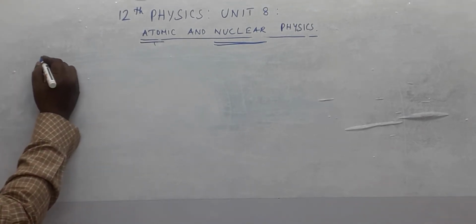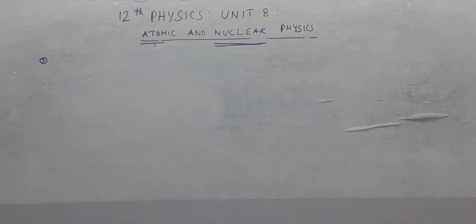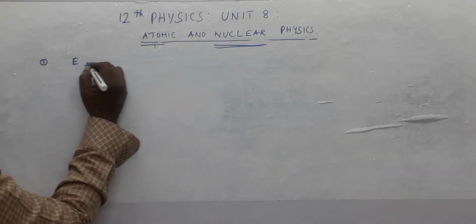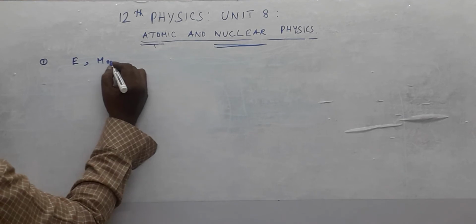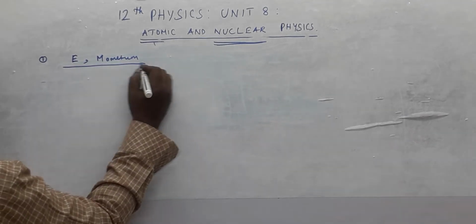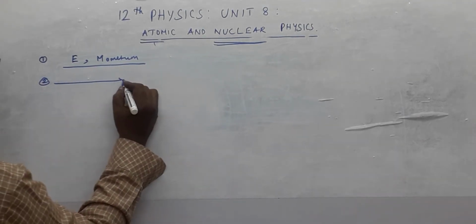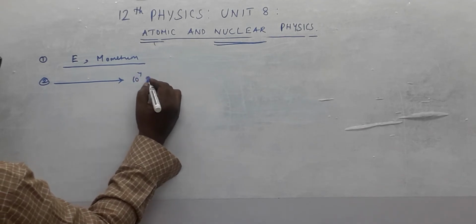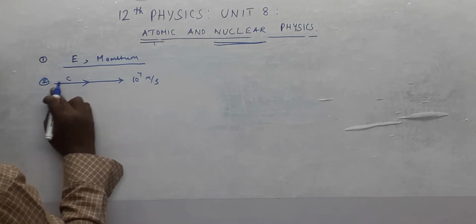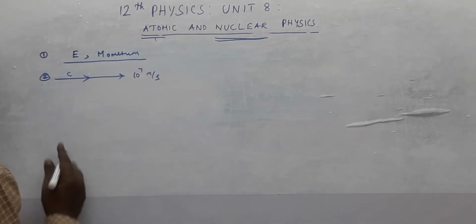The first point: cathode ray possesses energy as well as momentum. Cathode ray consists of energy as well as momentum, and travels with a velocity of the order of 10 power 7 meter per second in a straight line. Cathode rays travel in a straight line with velocity of 10 power 7 meter per second.